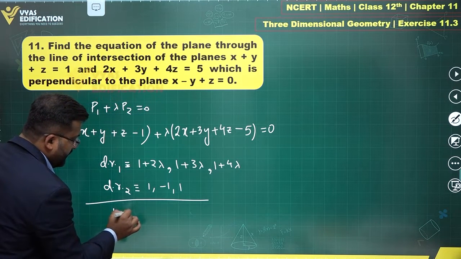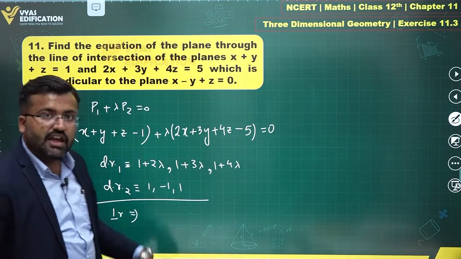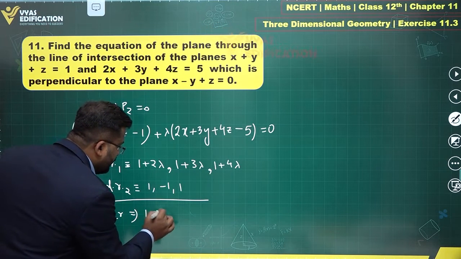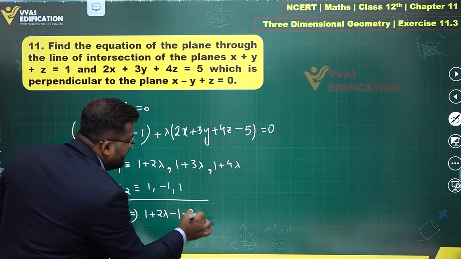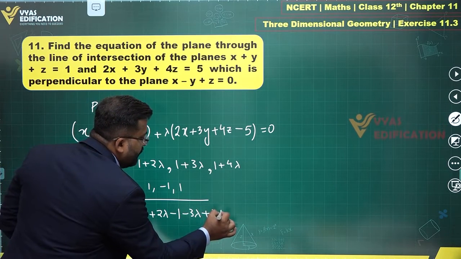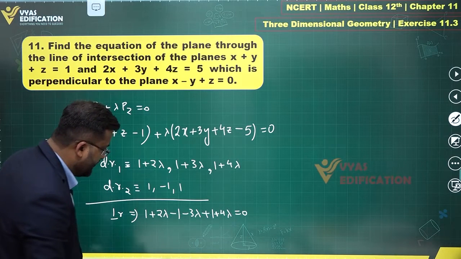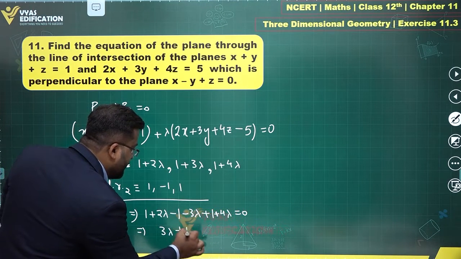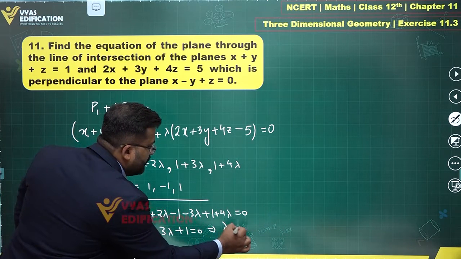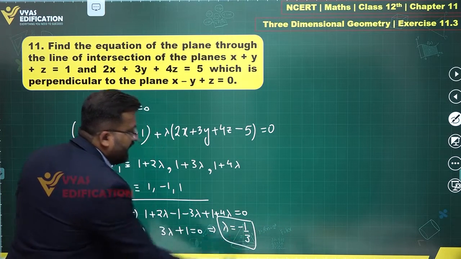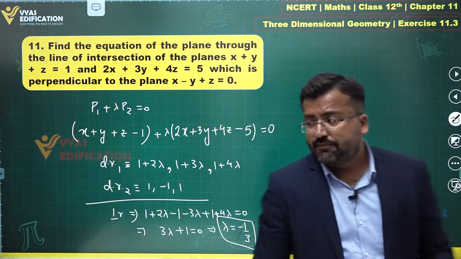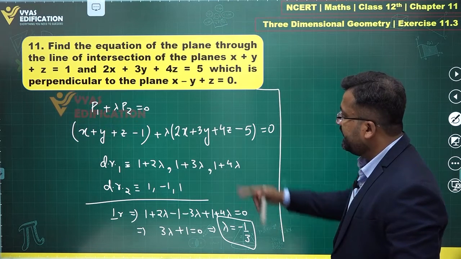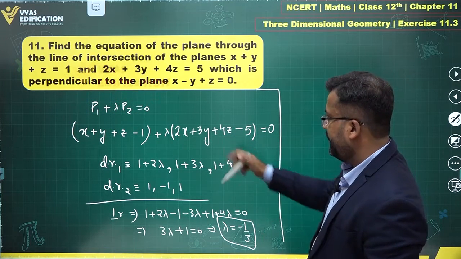For perpendicular, the condition simply says that a1 a2 plus b1 b2 plus c1 c2 is 0, right? So 1 plus 2 lambda minus 1 minus 3 lambda plus 1 plus 4 lambda is equal to 0. What does that give me? 1 minus 1 plus 1 is 1, and 2 minus 3 plus 4 is 3 lambda, so 3 lambda plus 1 is equal to 0, which gives me lambda is equal to minus 1 by 3. I get the value of lambda as minus 1 by 3, right? Okay, once I get this, then I can easily find the equation of plane from here, right?